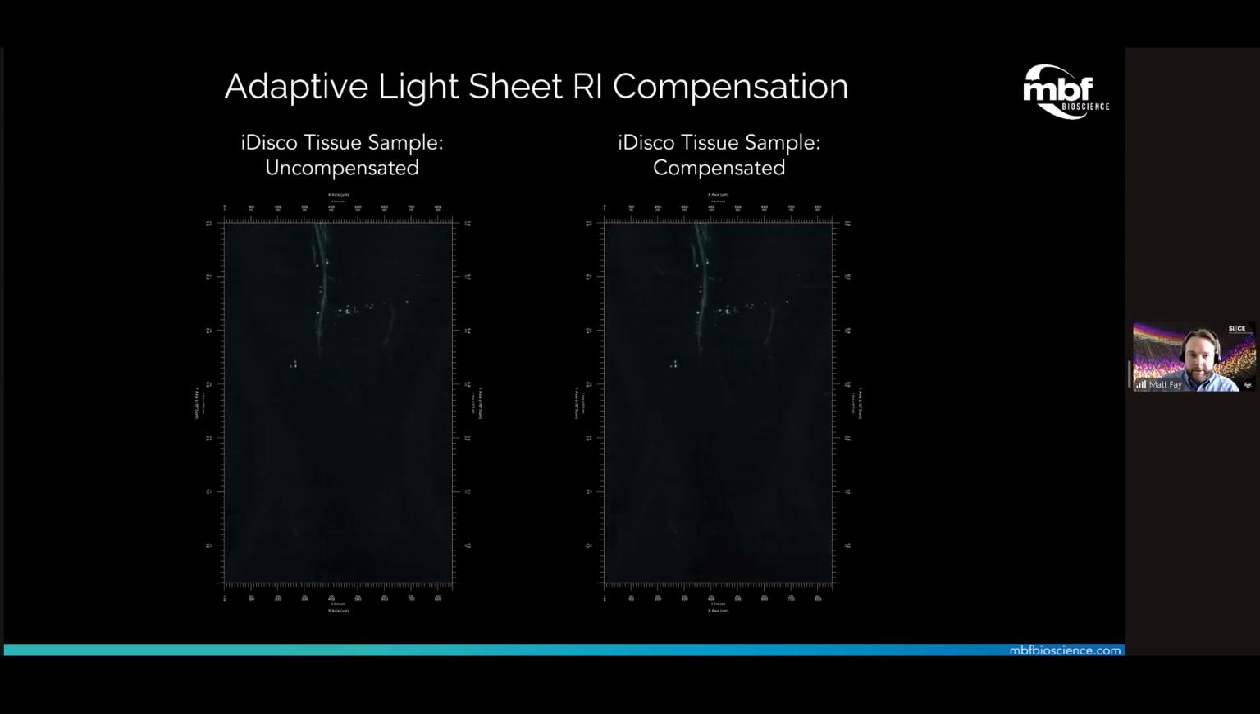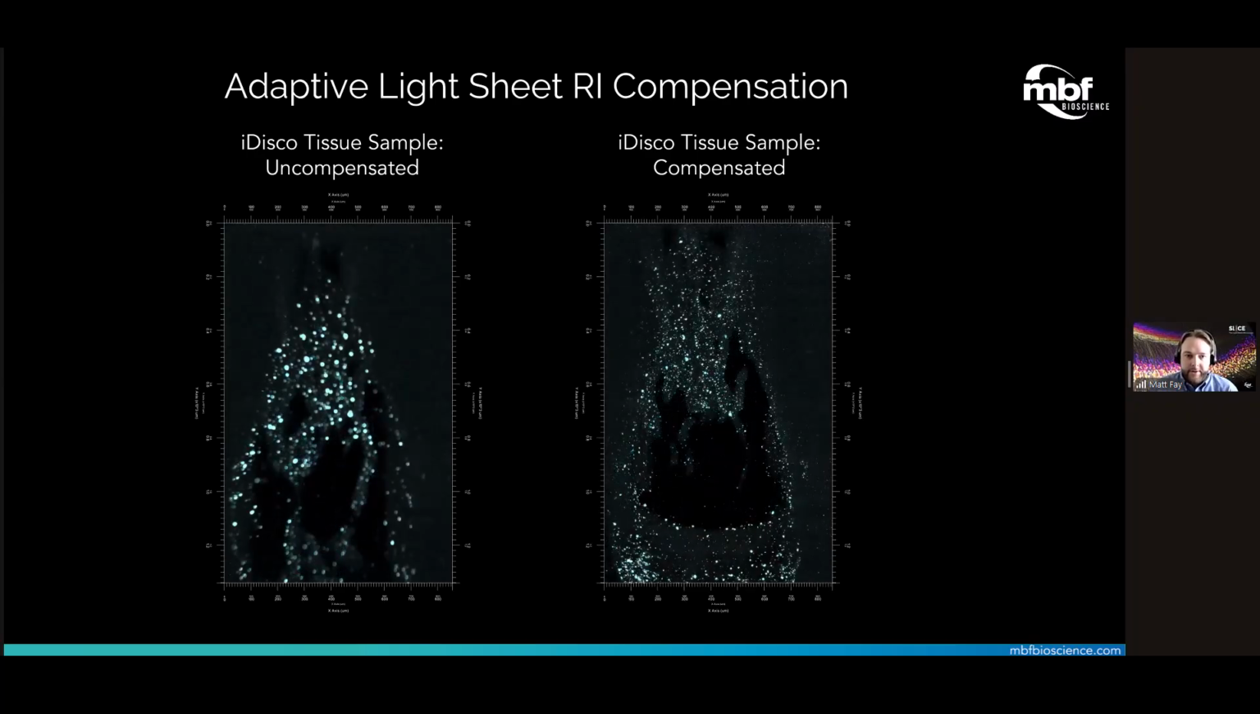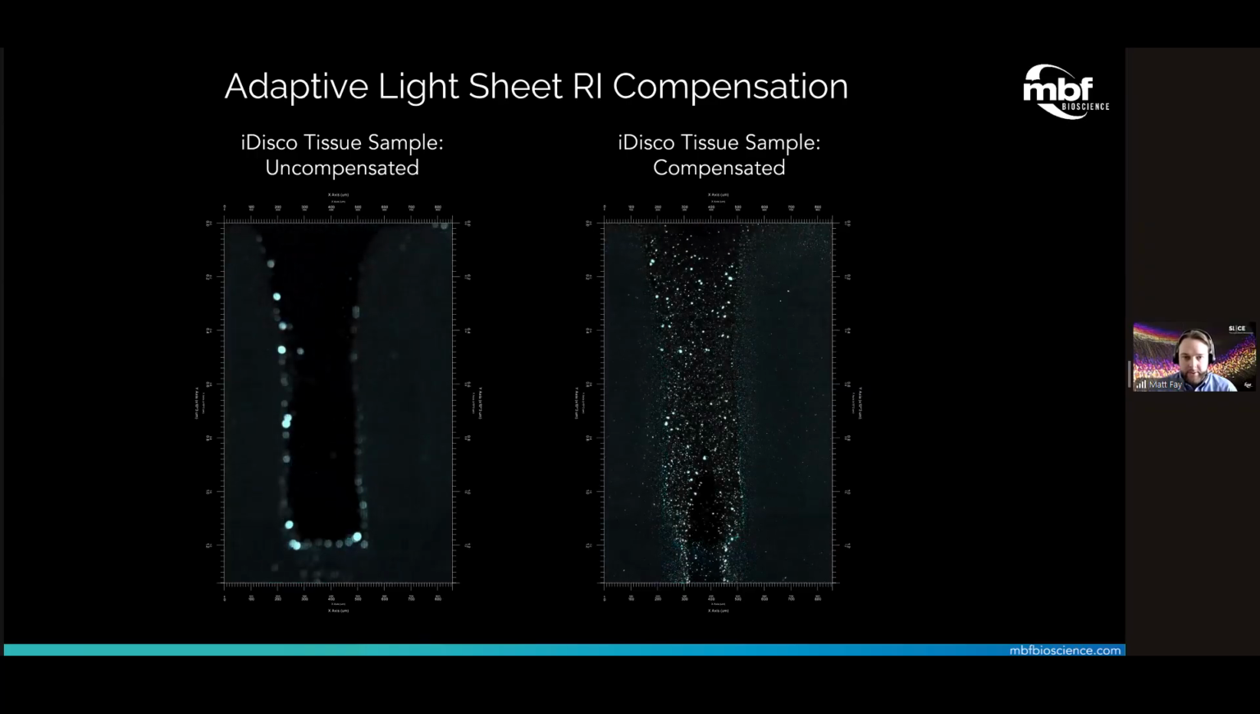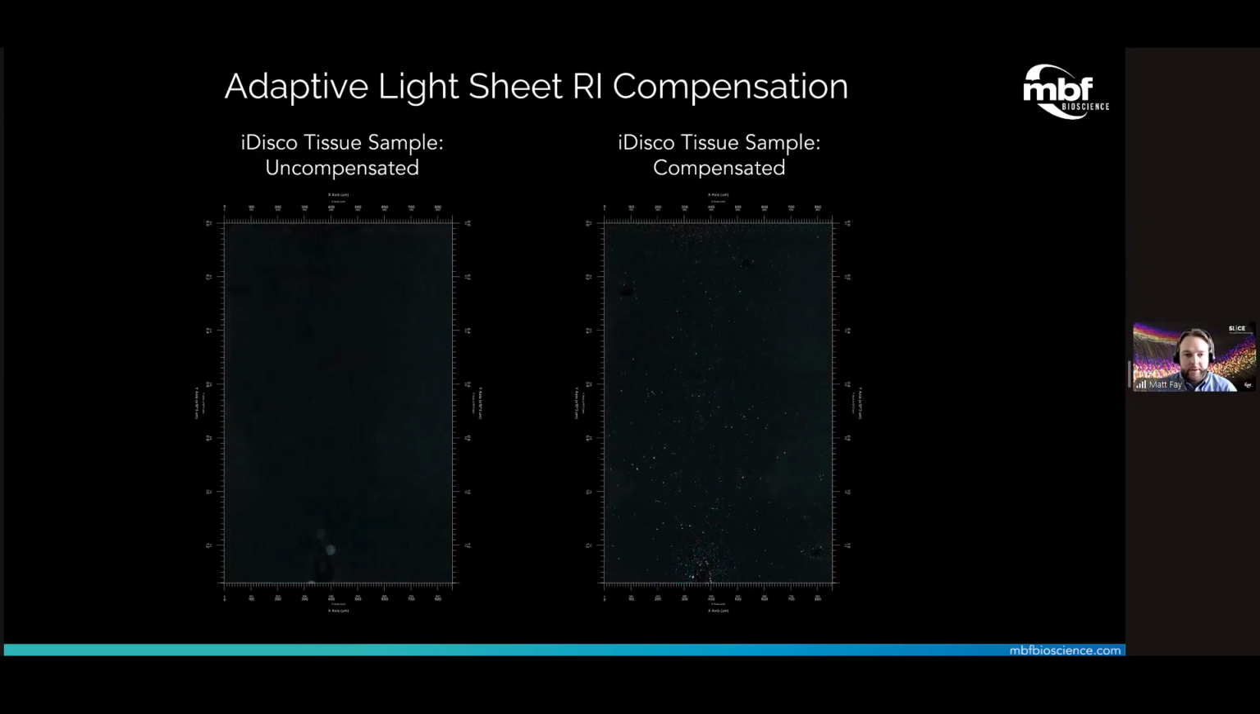On the screen here, we have an iDisco cleared tissue sample with an RI of approximately 1.56. Here we're showing the same field of view with and without RI compensation while moving deeper and deeper into the tissue sample. Very quickly, you can see the image on the left loses resolution. However, with RI compensation, we're able to maintain crisp focus and resolution while imaging the full volume.